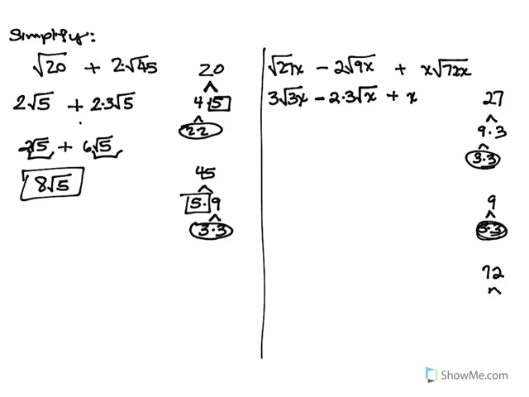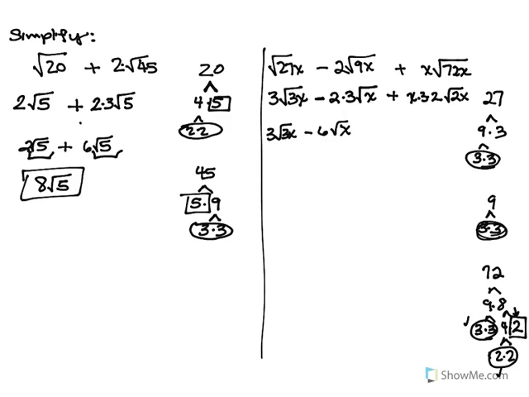Then we break down 72: 9 times 8, 3 times 3, 4 times 2, 2 times 2. You have to break it down until it's all prime. So I have 2 sets of 3's and a set of 2's. A 3 is going to come out, a 2 is going to come out, and the 2x has to stay in because he doesn't have anybody. So 3 gets to go, 2 gets to go because they both have pairs. So let's see what we end up with: 3 square root of 3x minus 6 square root of x plus 6x square root of 2x.